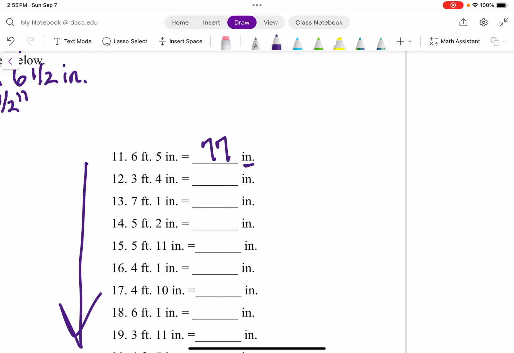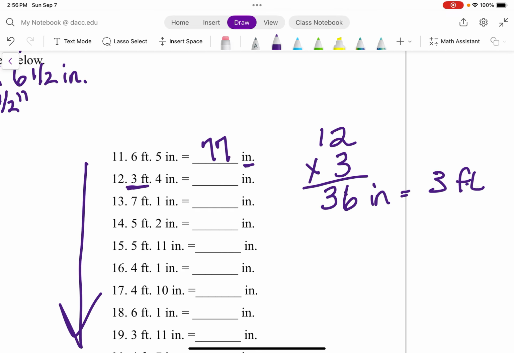In this case, we have 3 feet. So we have to take our 3 feet, multiply that by 12 inches, because again, there's 12 inches in 1 foot, but we have 3 feet in this example. 3 times 2 is 6, 3 times 1 is 3. So we know that there's 36 inches in the 3 feet.